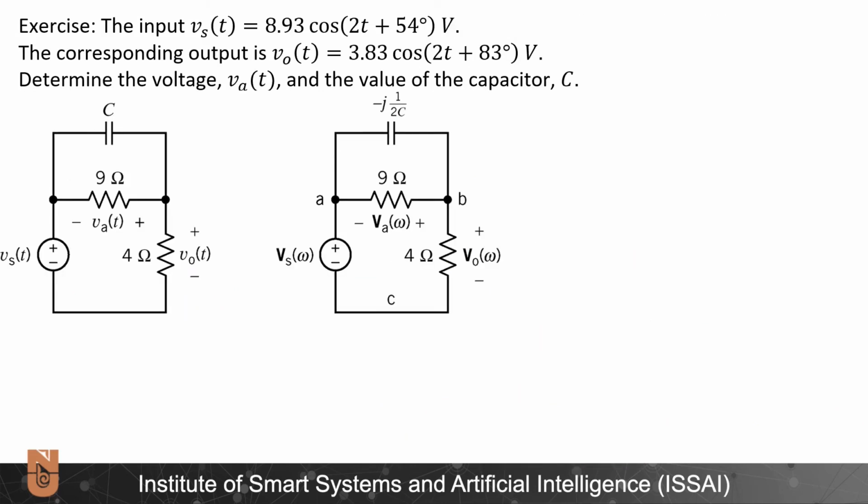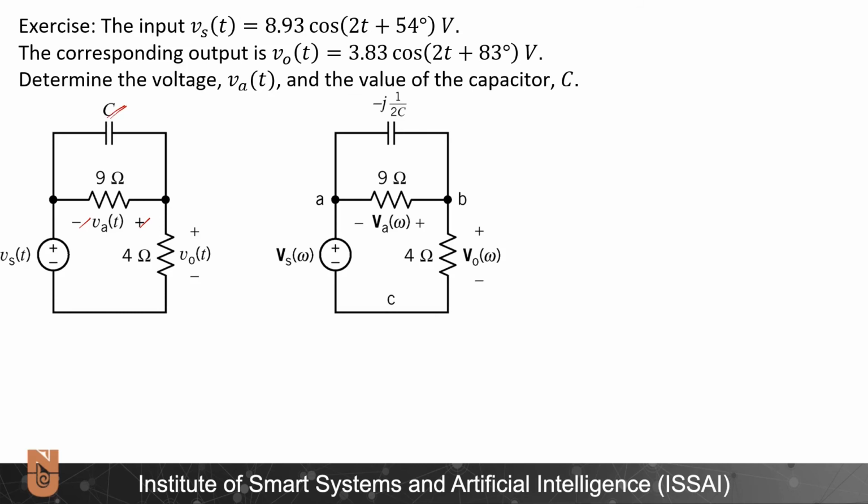Alright, now I have a circuit consisting of resistors and a capacitor, and the input to the circuit is Vs equal to 8.93 times cosine 2t plus 54 degrees, so it is a sinusoidal input. And the corresponding output at the steady state is Vout equal to 3.83 times cosine 2t plus 83 degrees. Now I need to find first this voltage VA with the plus polarity defined here and negative polarity defined here, and afterwards I need to find the value of the capacitor.